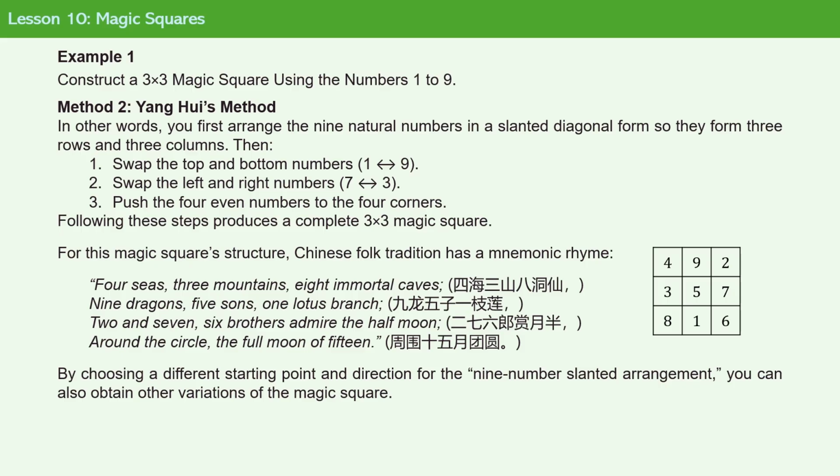For this magic square's structure, Chinese folk tradition has a mnemonic rhyme: 4 seas, 3 mountains, 8 immortal caves, 9 dragons, 5 suns, 1 lotus branch, 2 and 7, 6 brothers admire the half moon, around the circle, the full moon of 15. By choosing a different starting point and direction for the 9-number slanted arrangement, you can also obtain other variations of the magic square.